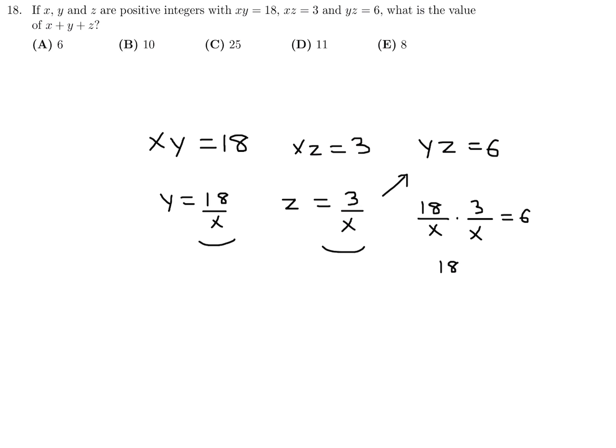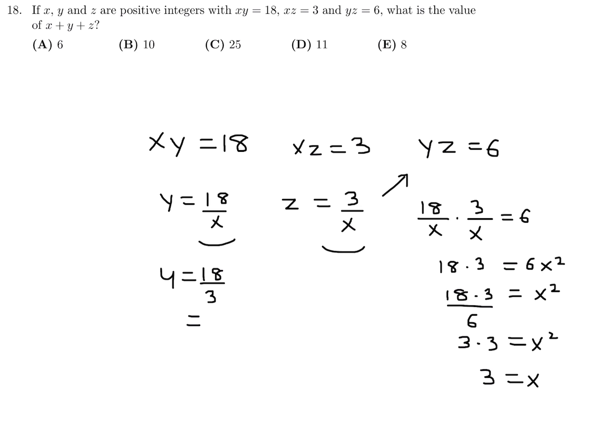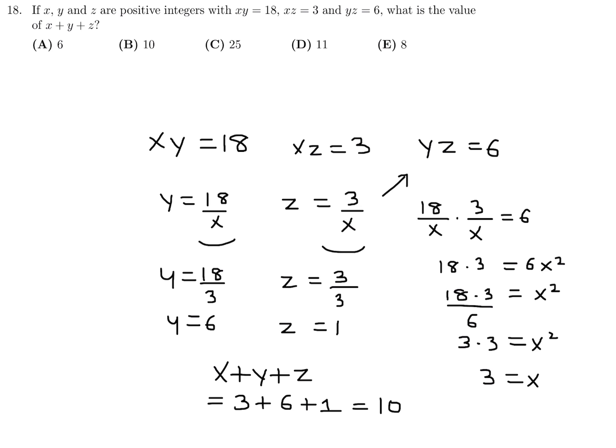So cross multiply, and you get 18 times 3 is equal to 6x squared, and then x squared would therefore be 18 times 3 divided by 6. 18 divided by 6 is 3, so 3 times 3, and that means x is 3. If x is 3, then y would be 18 over 3, which is 6, and z would be 3 over 3, which is 1. So x plus y plus z is 3 plus 6 plus 1, and that is equal to 10. So number 18, the answer is B.